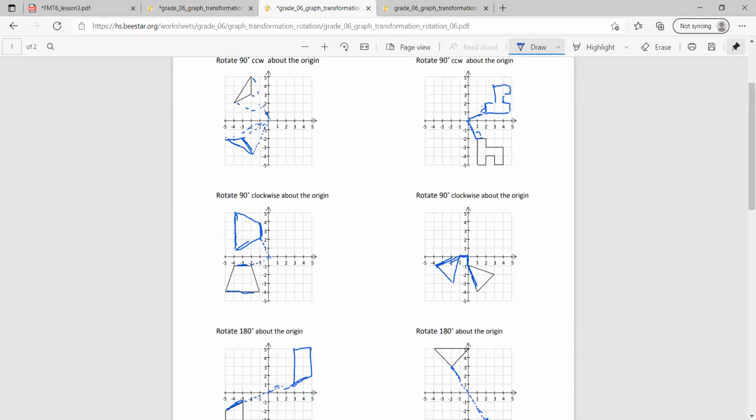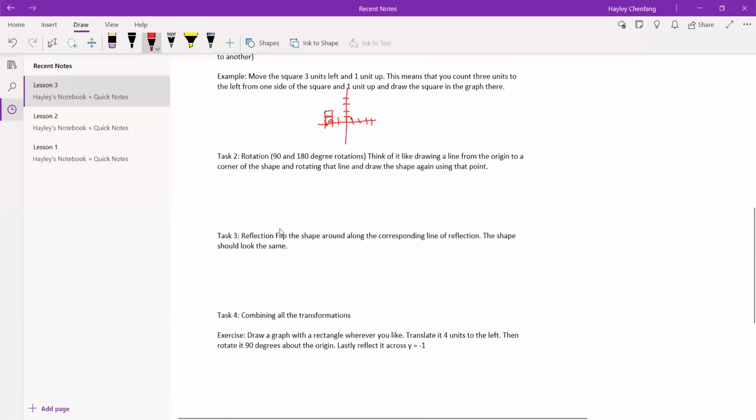Okay, we're gonna do reflection. Does anyone know how to do reflection? So you just flip the shape around the corresponding line that they tell you to flip it over. So you just take a point and then you just flip it over that line to the opposite side, and then the shape should look the same, except flipped. And I'll post the link in the chat.